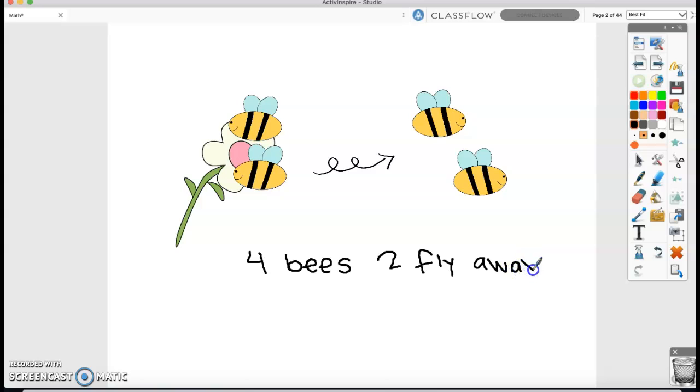And I want to know how many we're left with after the bees fly away. I want to know how many there are now. So on the flowers still, I have 1, 2. So I have 2 bees still on the flower. So I have 2 bees now. So we started with 4, 2 flew away, and now there are 2 bees.